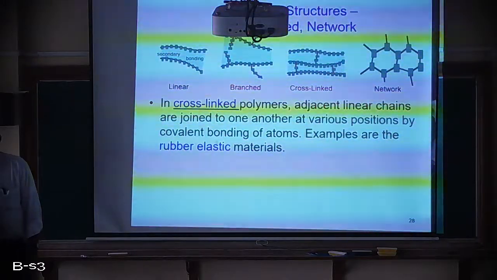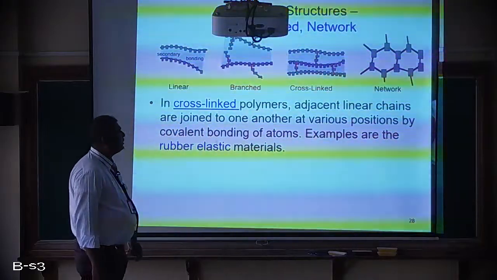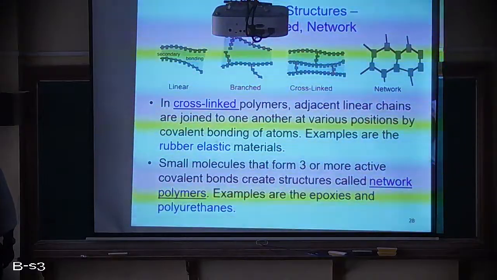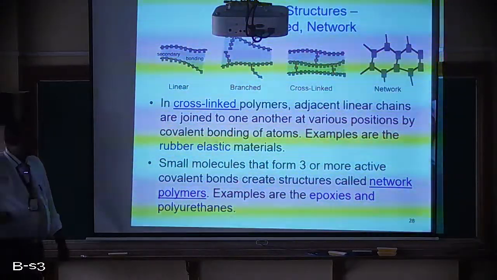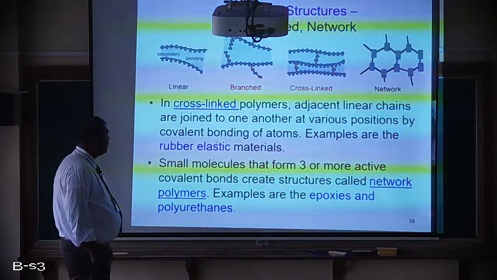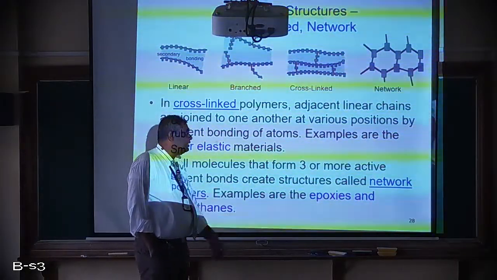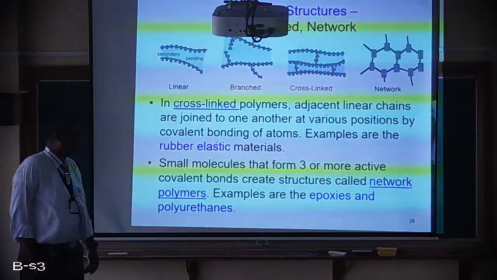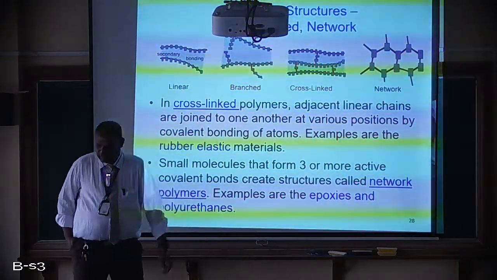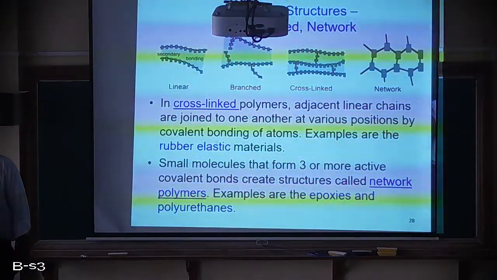Next is cross-link. So these are the cross-links, and the examples for this are rubber materials. Okay, so these are the network materials. Small molecules that form three or more active covalent bonds create structures called a network. Polyurethanes and epoxies are applications of the network polymers. Epoxies are most famous for this bonding and for framework applications.